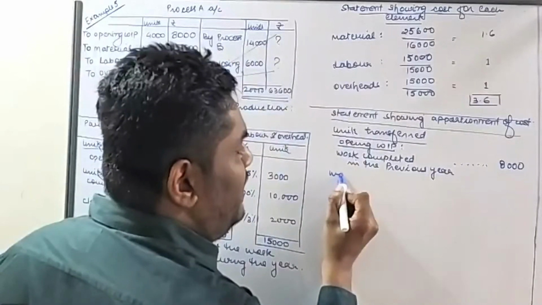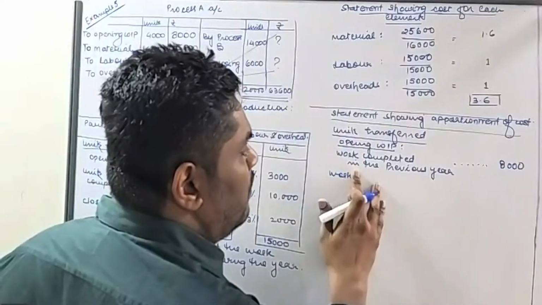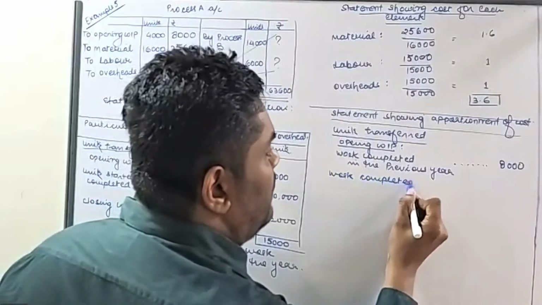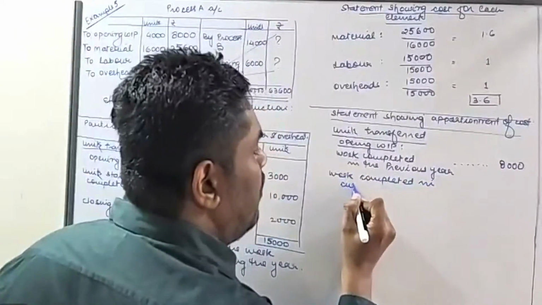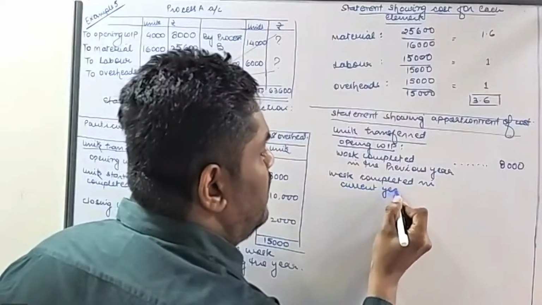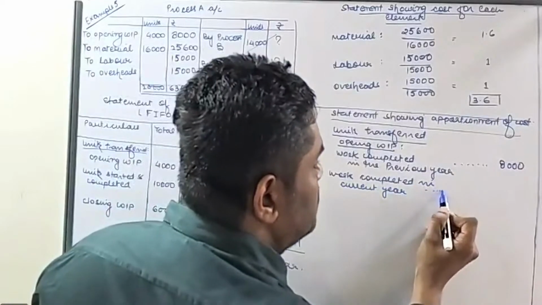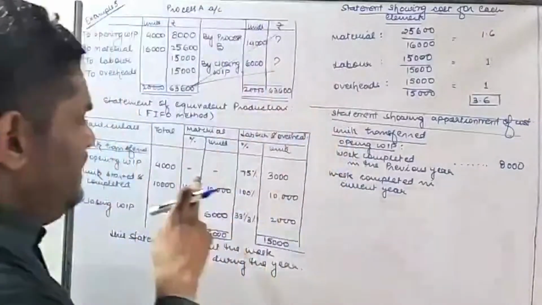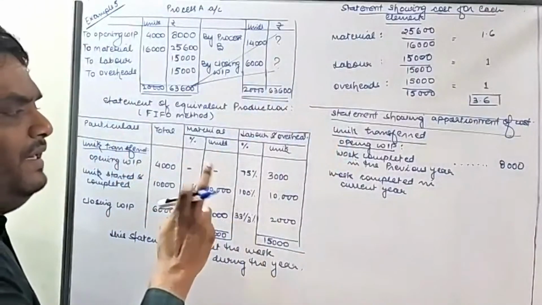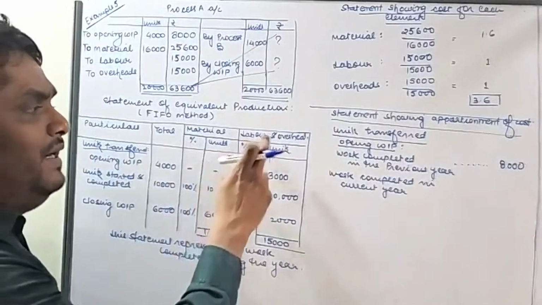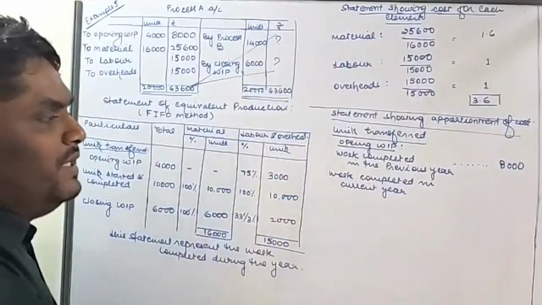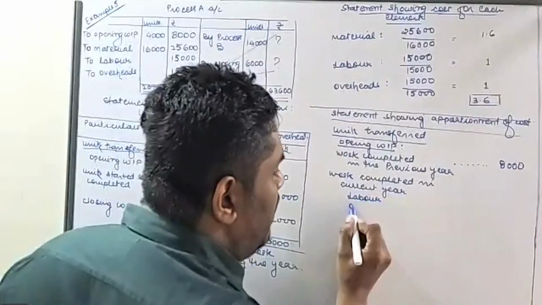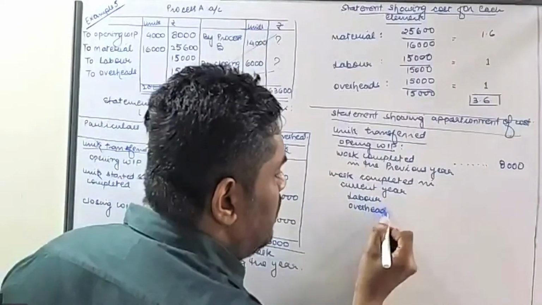And work completed in the current year. When talking about the work that is completed in the current year, see, here it is. In respect of material, nothing is done in the current year, but in respect of labor and overhead, 3,000 units were processed. So, labor and overhead.